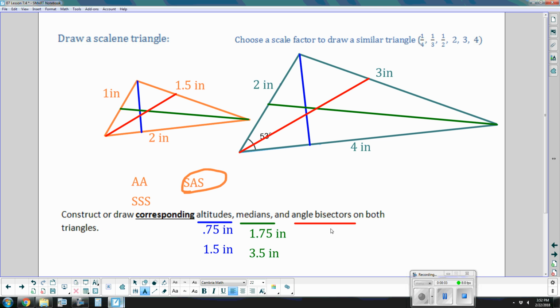And then lastly, I did my angle bisector, and that's the red segment that you can see. It comes from my bottom left angle, that 53-degree angle. In my small triangle, it's 1.25 inches, and in my large triangle, it's 2.5 inches.